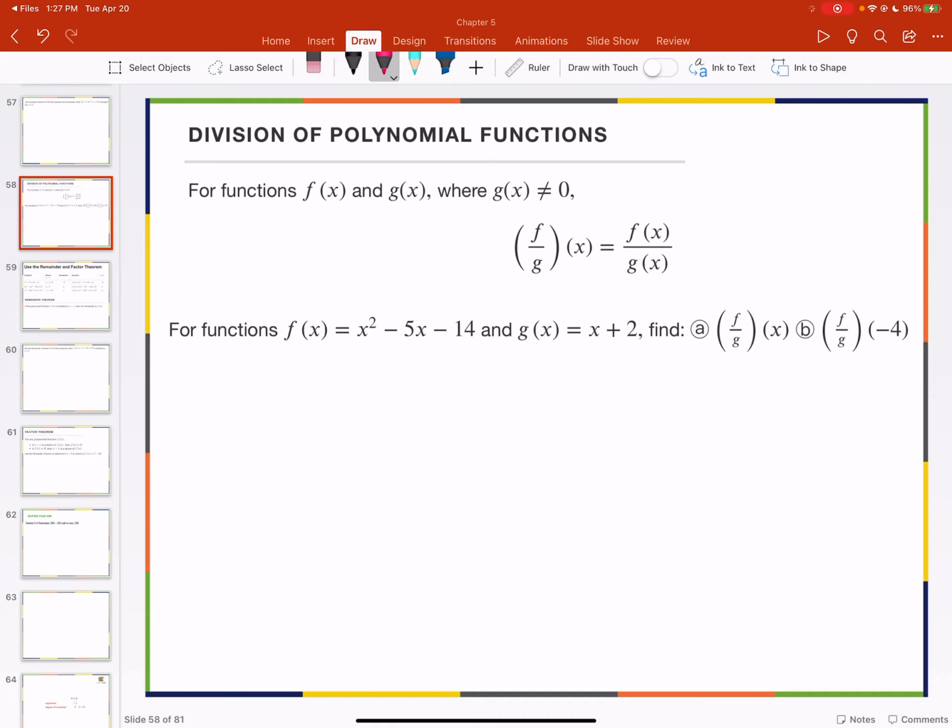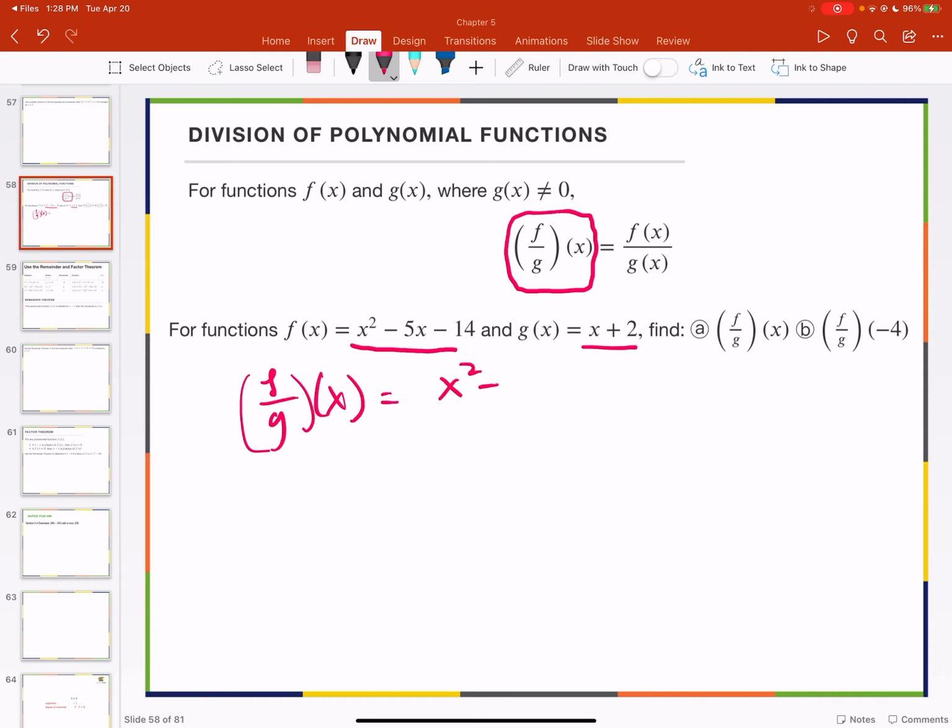So finally, the book might have some more examples here. Let's talk about division of polynomial functions using function notation. Just like before when we did multiplication, here it looks like this, f over g of x. That means f of x over g of x. So let's say we have f of x and g of x is x plus 2. So f over g of x is going to basically be x squared minus 5x minus 14 all over x plus 2.